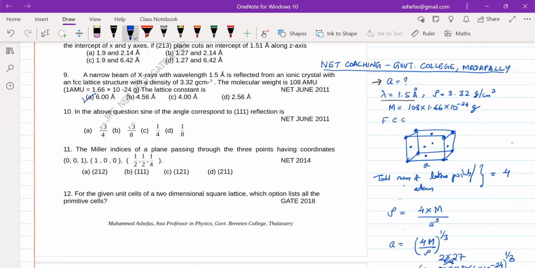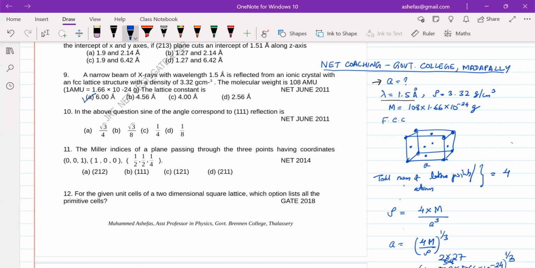Okay, so next we can go for the 10th question. In the above question, what is the sine of the angle corresponding to the 111 reflection? Actually, for question number 9, the information on wavelength was not required. We required only the mass and the density, from which we can calculate the lattice parameter. But for this next question, the information on wavelength is required, so that is why they have given the wavelength. These two questions are connected, and both were asked in NET June 2011.